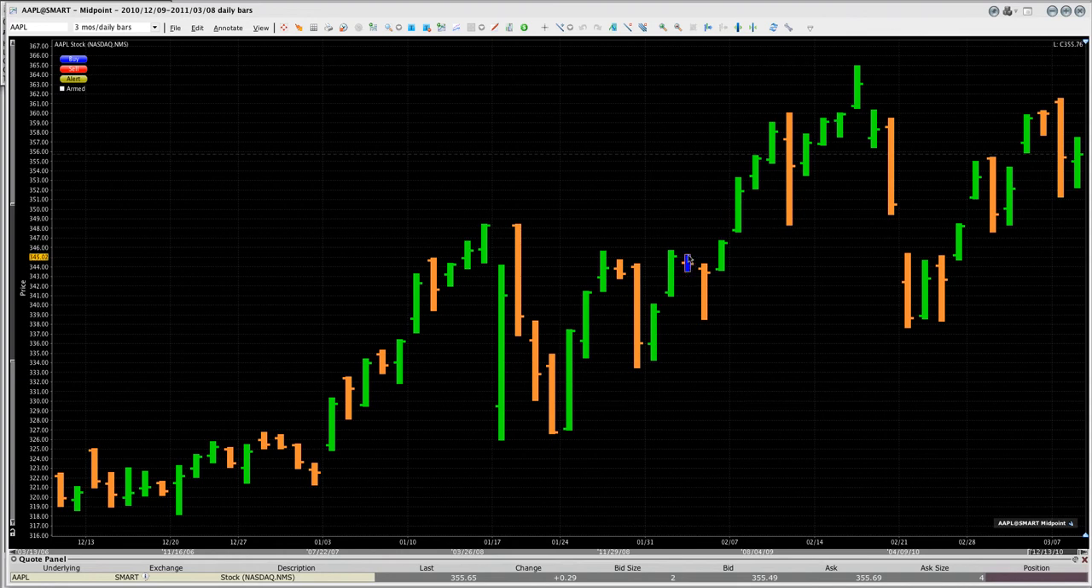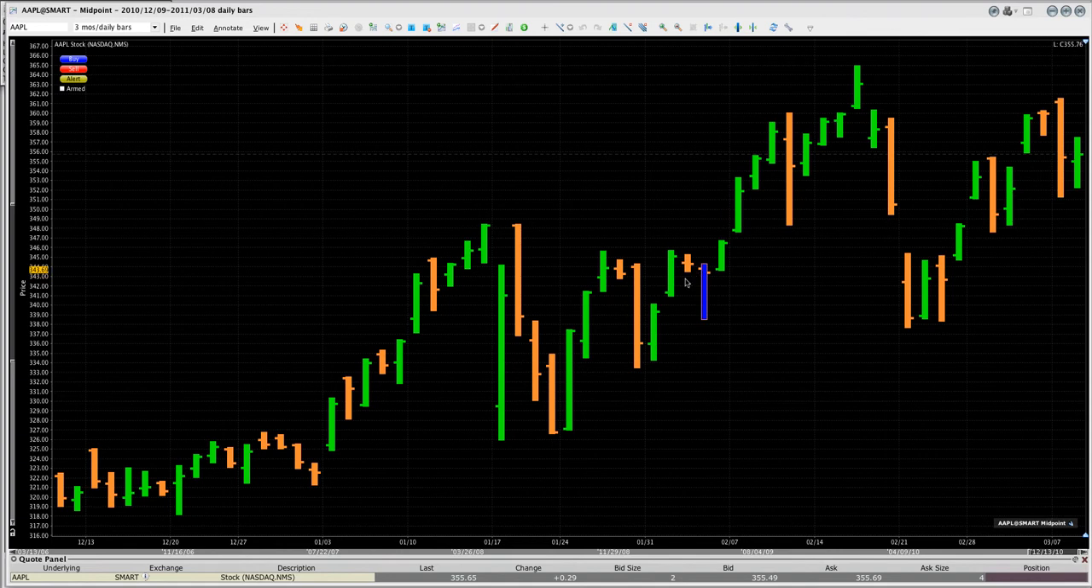What we do is we put an entry point to buy 1 point above the previous day's high, and a sell point at 1 point below the previous day's low. So our buy point is at 345.22, just up here, and our sell point is at 343.31.